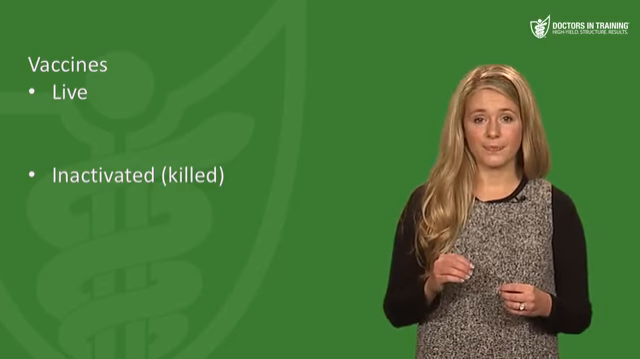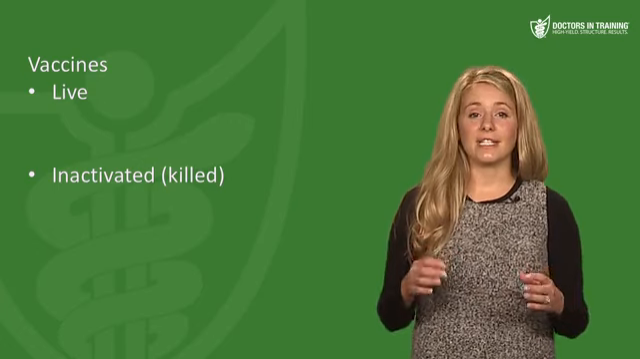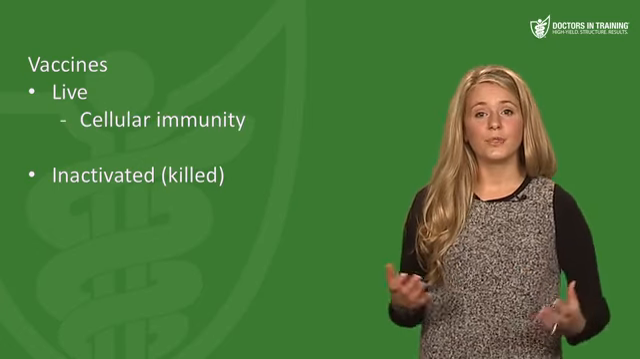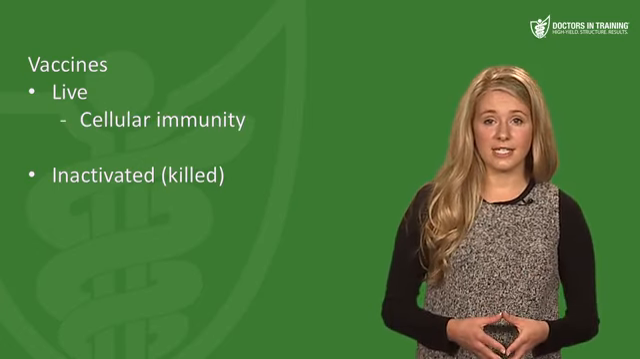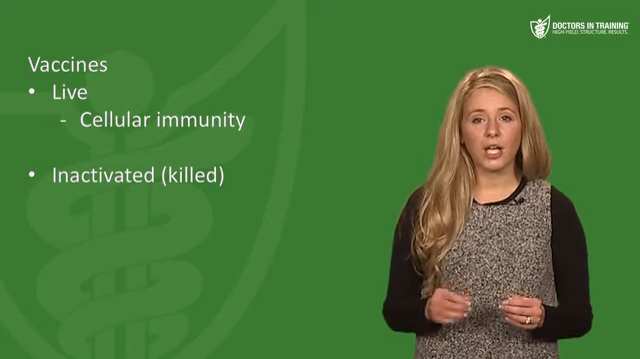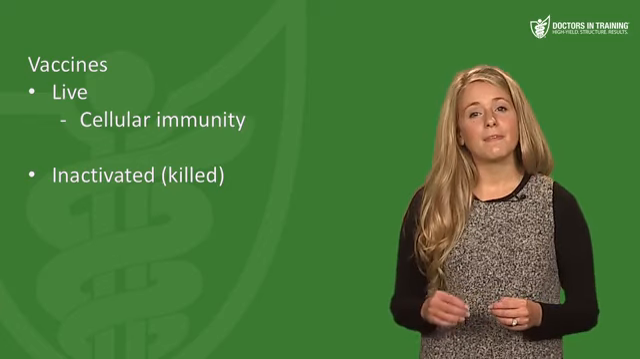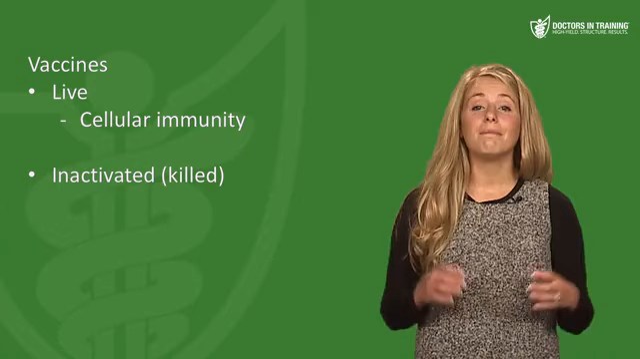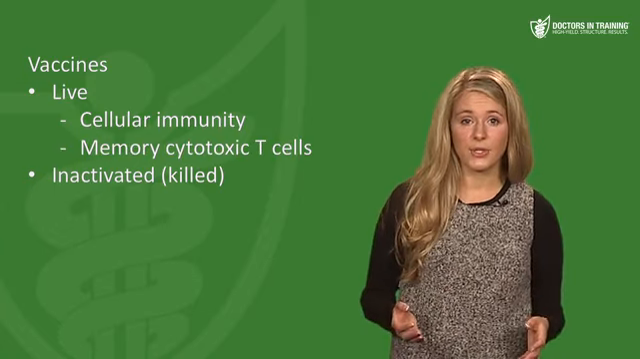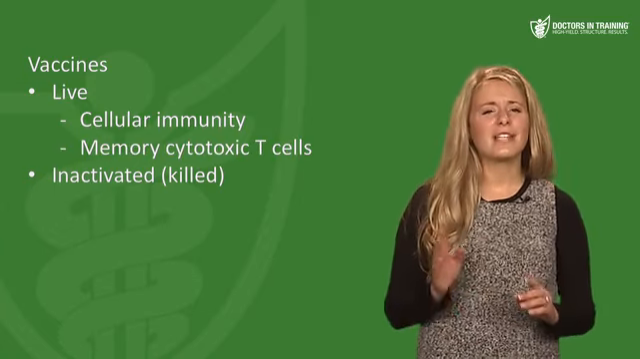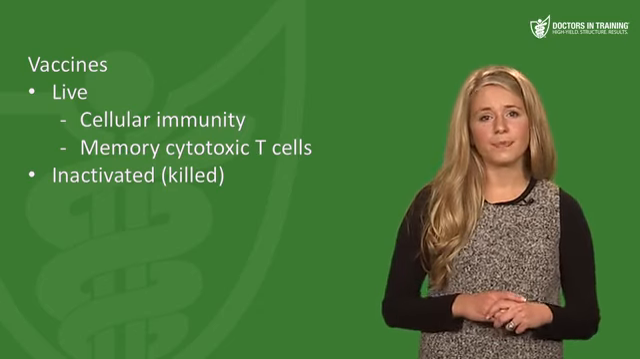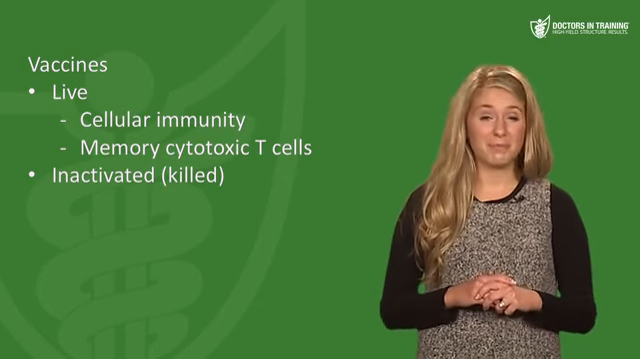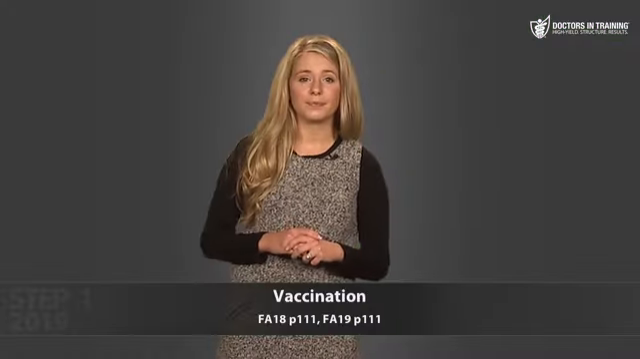So live vaccines lead to cellular immunity. Those cytotoxic T cells will not only kill off the infected cells, but some of those activated T cells will become memory cytotoxic T cells, which go dormant and wait for the next time that virus shows up. That's what provides long-term, maybe even lifelong, immunity.